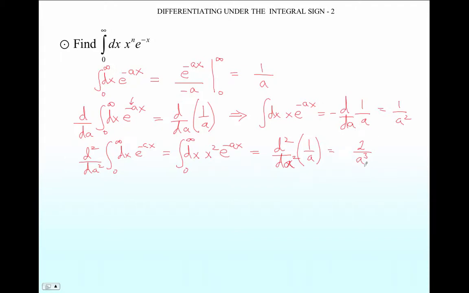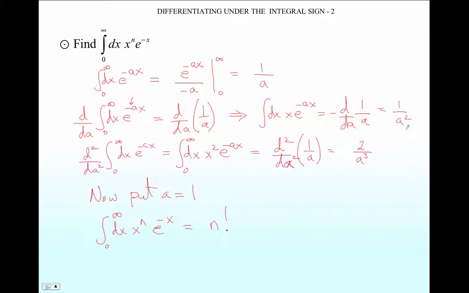Now, imagine that I was to differentiate this again. In that case, you would get 3 in the numerator and a to the power 4. And you see that it's continuing in this way: 1 into 2 into 3 into 4, etc. Now put a equal to 1. So this is after the differentiation that we are putting a equal to 1. And so finally we get this very nice answer that after differentiating n times and putting a equal to 1, this is equal to n factorial.